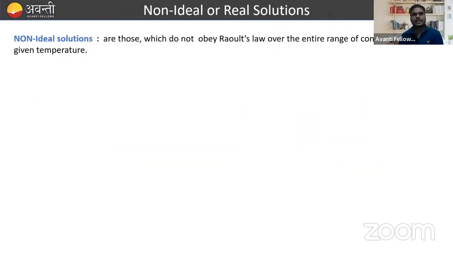No? Okay. Now, what do we mean by the term non-ideal, or real solution? Basically, non-ideal solutions are those which do not obey Raoult's law over the entire range of concentration at a given temperature, whereas the ideal solution obeys Raoult's law over the entire range of concentration.